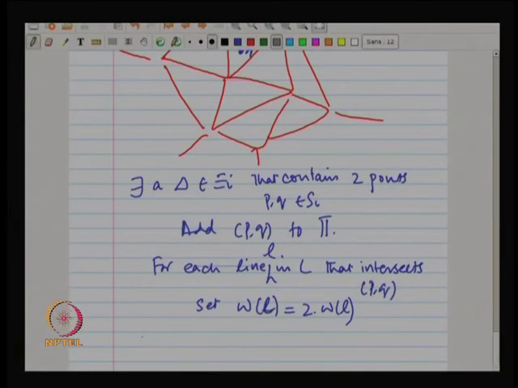So this is the algorithm. Now I have to do the analysis that for the path I constructed, the crossing number is the square root of n. And I'll need 5 more minutes for this. Now it's a double counting argument, right? So let's say Wi is the total weight of lines after the ith iteration.